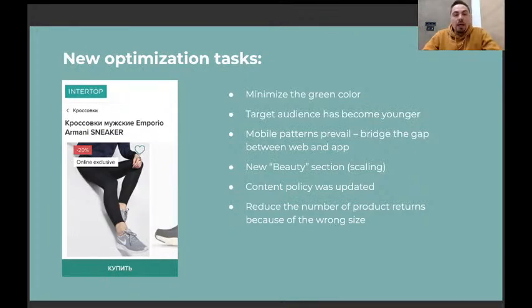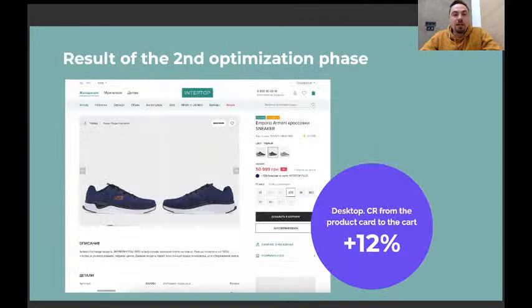Okay, and as a result, we have a new product card, new generation. It's the second optimization phase. Two pictures on the left side and the right side, more information to have new results. A big point with the CTA, it's add to cart, and as a result we have an increase of the micro CR from product card to cart of plus 12%.